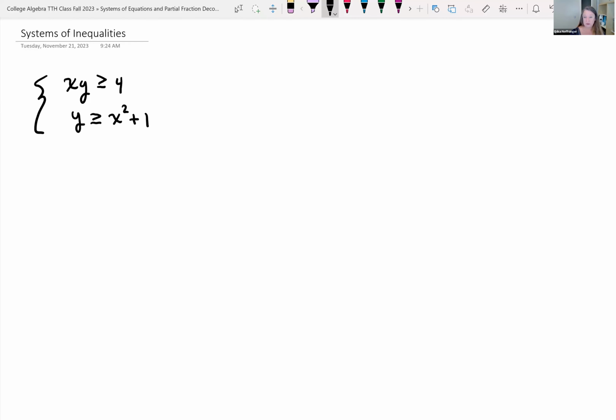In this video, we're going to be looking at solving systems of inequalities. Instead of the equal sign in our equations, we have inequality signs. When we're doing this, we want to graph these. When we're graphing these, if the inequality has the equal to part on it, we're going to graph it with a solid line.